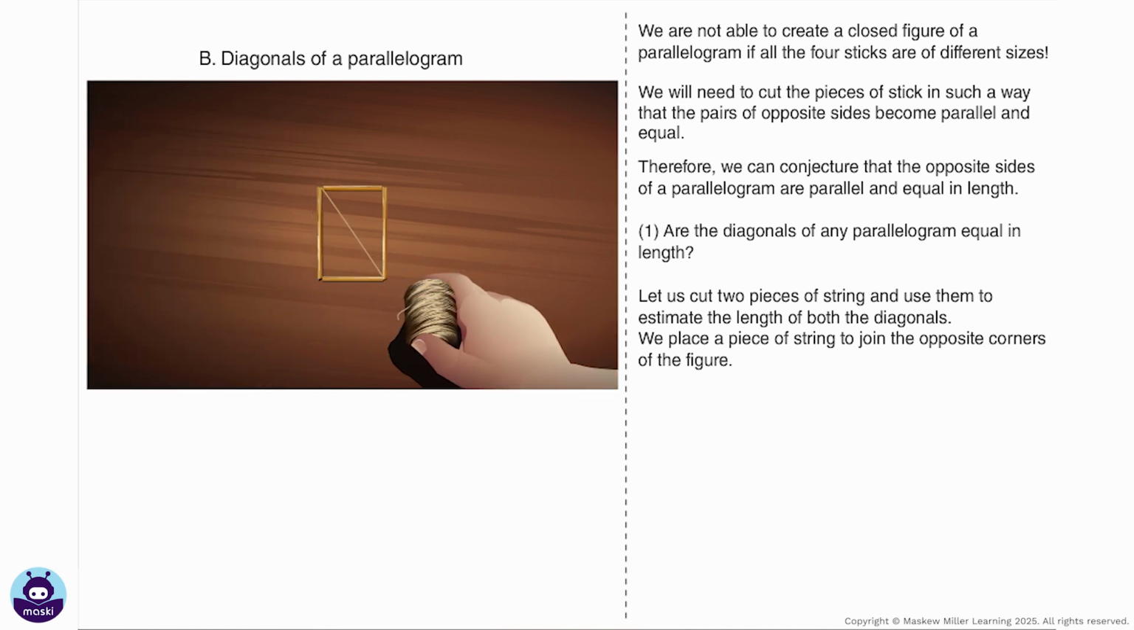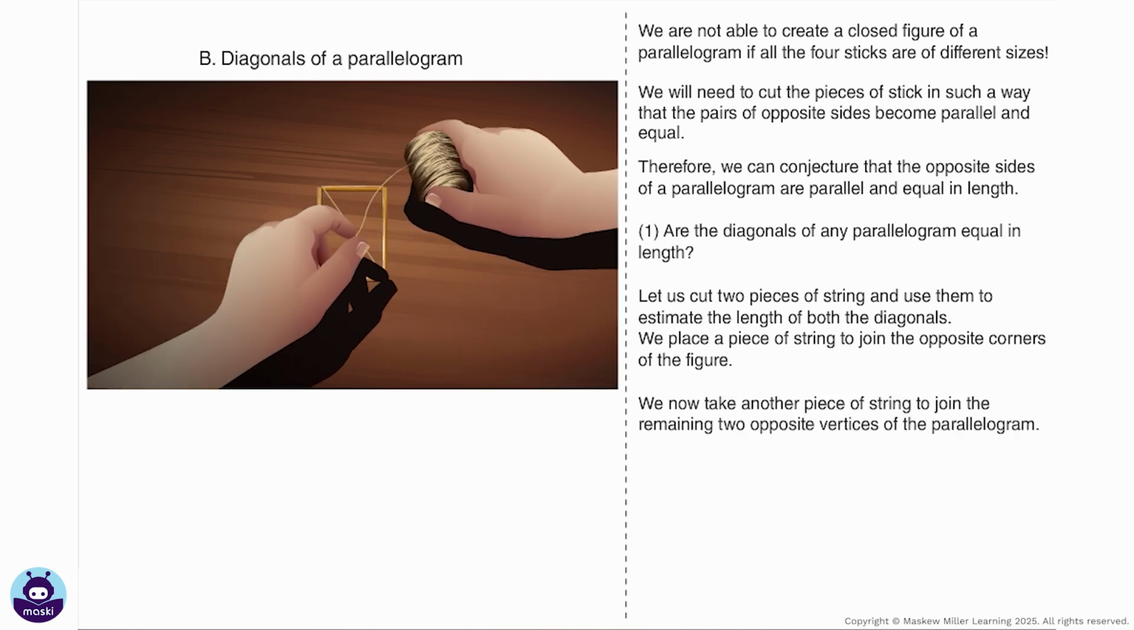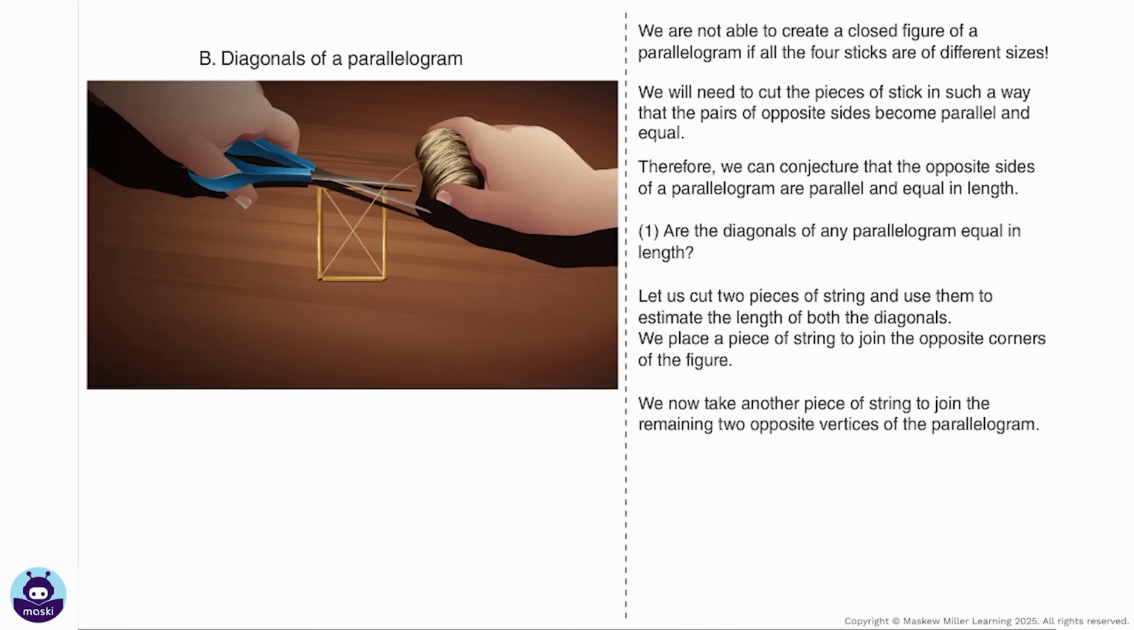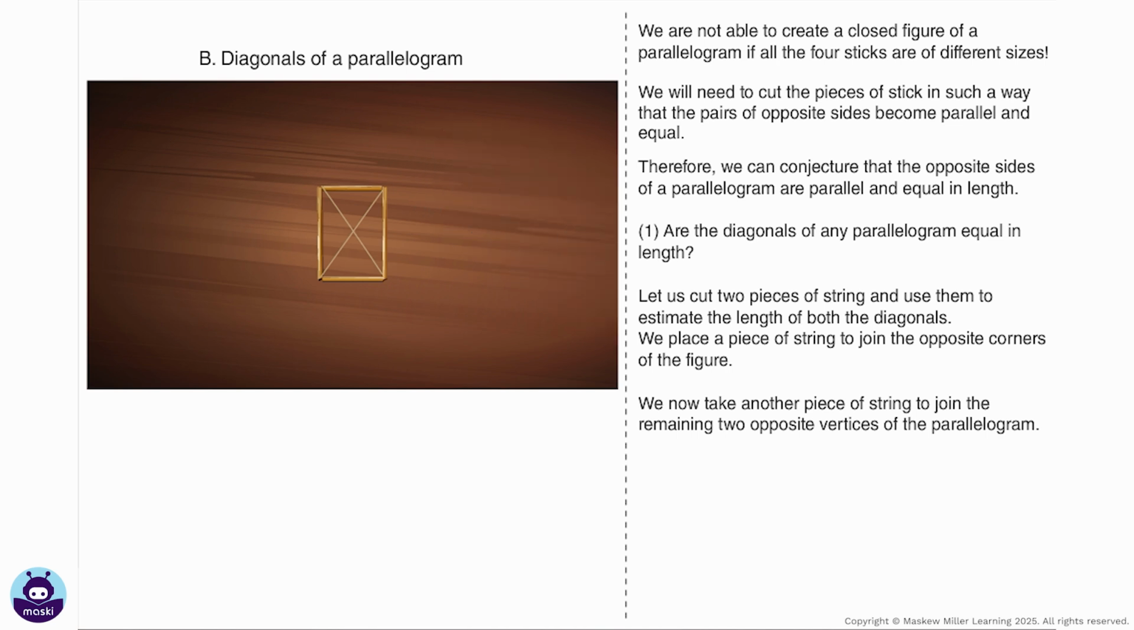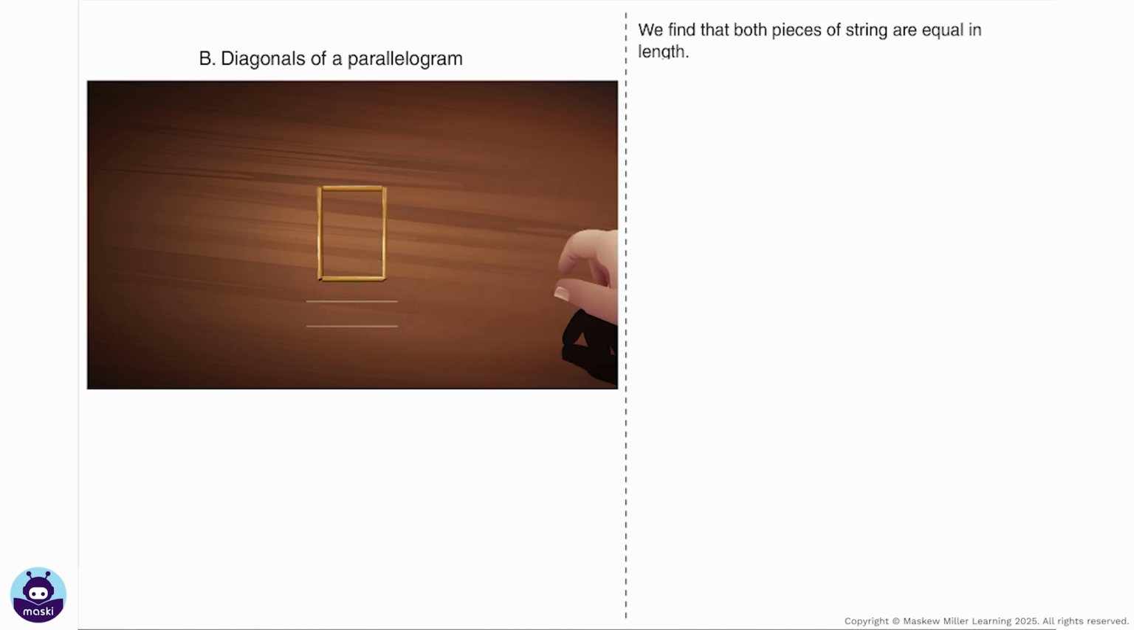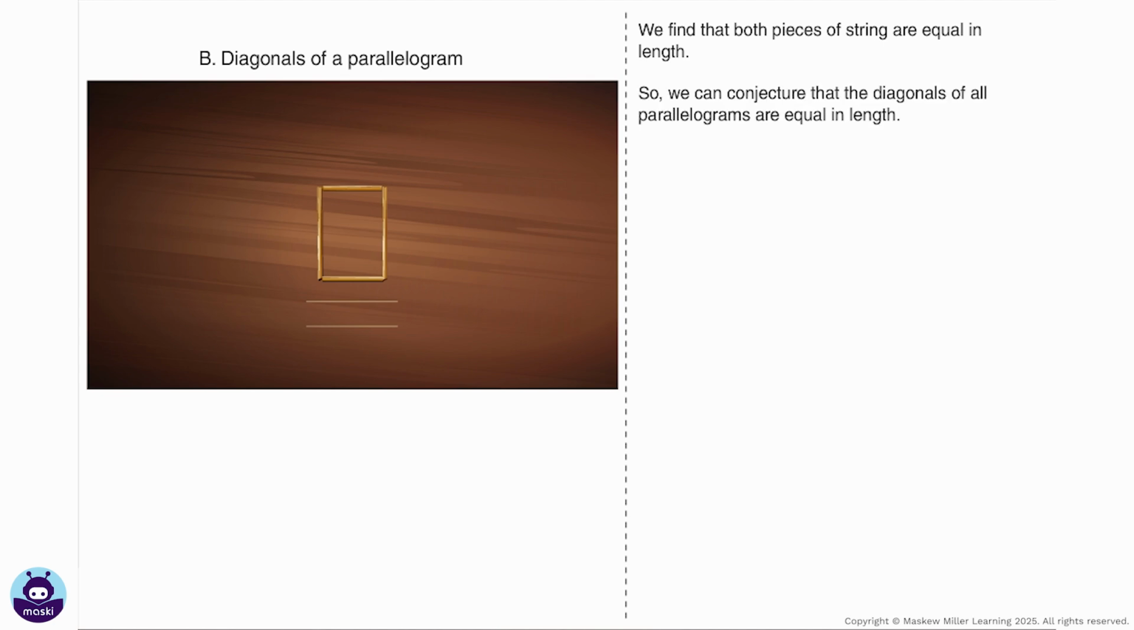We place a piece of string to join the opposite corners of the figure. We now take another piece of string to join the remaining 2 opposite vertices of the parallelogram. Let us now place both the pieces of string on the table and compare the lengths. We find that both pieces of string are equal in length. So, we can conjecture that the diagonals of all parallelograms are equal in length.